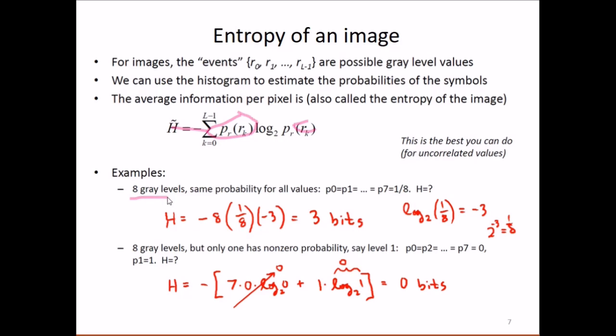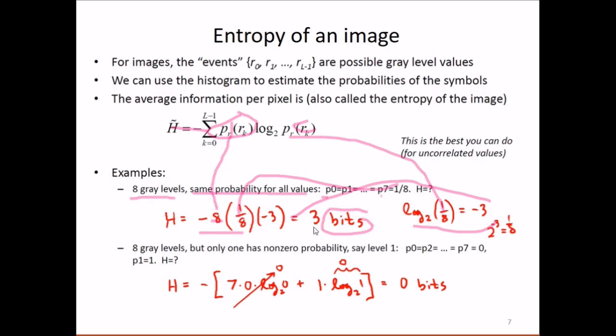For example, if you have 8 gray levels with the same probability for all values, that is p0 to p7 equal to 1 by 8, what will be H? We place this probability here. 8 gray levels are there, and the probability for each is 1 by 8, and this will be log of 1 by 8, which is equal to minus 3. So place minus 3 here. So it will be 3 bits, right?